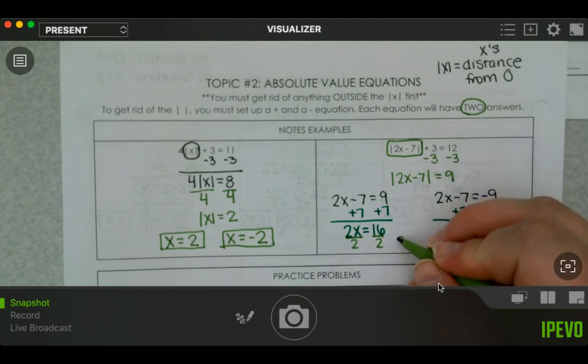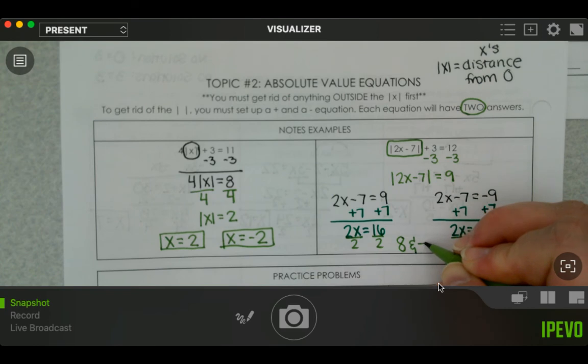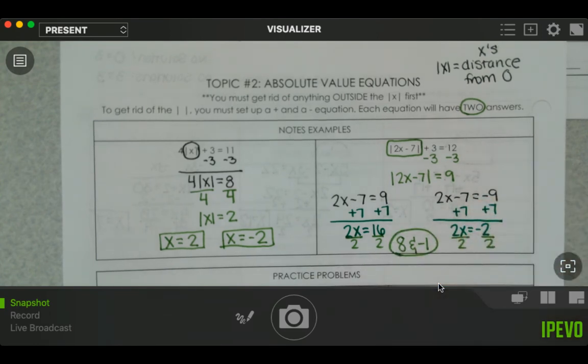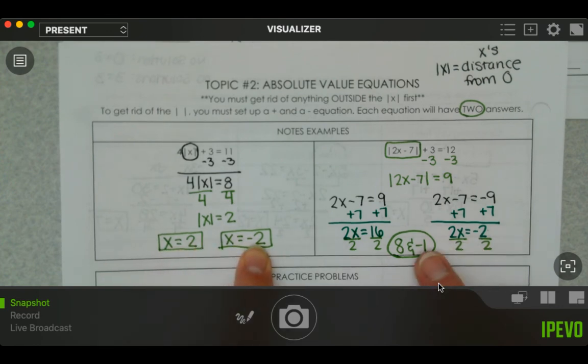16 divided by 2 is 8. Negative 2 divided by 2 is negative 1. So your two answers are 8 and negative 1. And I don't care how you write your answers. I just need to see that 8 is one answer and negative 1 is the other answer. You can write x equals with them like this if you want, or you can just write them like this if you want.